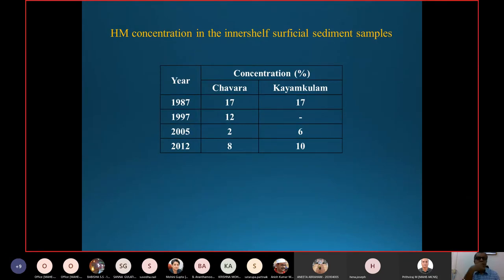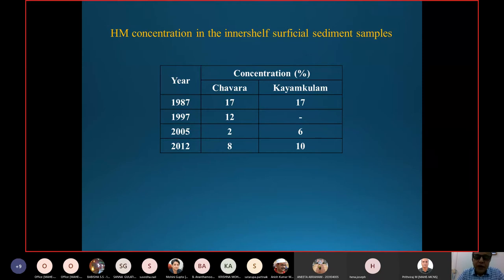And this is the heavy mineral concentration in the inner shelf area. Earlier, in the previous figures, I showed you Chaura coast. In 1987, in the offshore area, around 17% concentration was there. In 1997, it reduced to 12, and then in 2005, in the offshore area, even if you go up to 30, 40 meter depth, the concentration is 2%.